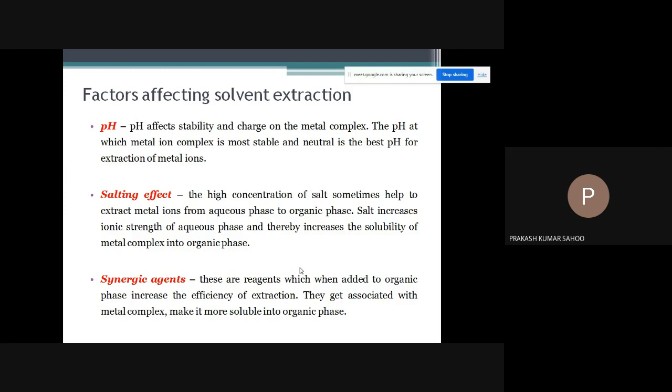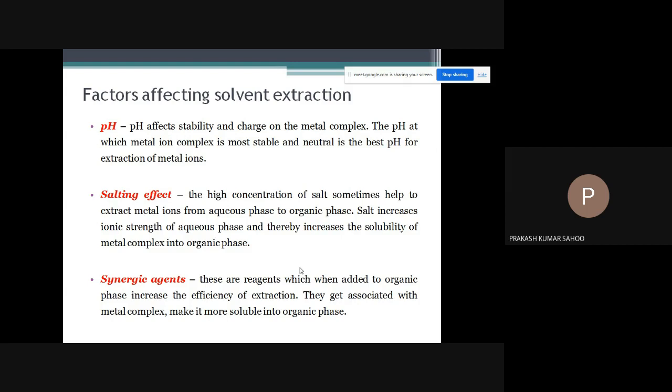Okay, so base is any compound or any substance which produces OH minus in aqueous medium, right? This is base. What is acid? Which produces H plus ion in aqueous medium. So what is an alkali? Alkali is a base which is dissolved in water. If a base is dissolved in water, then this is known as alkali. So sodium hydroxide is a base as well as an alkali.